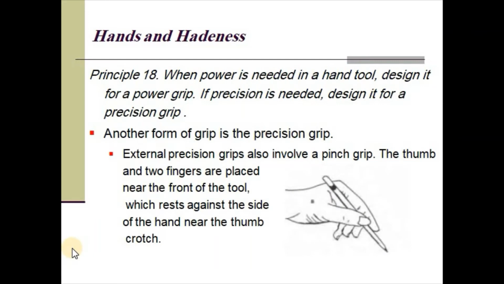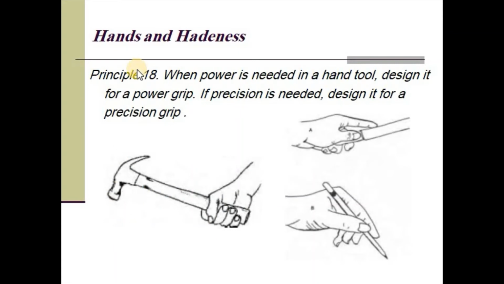The external precision also involves a pinch, but you can see that here, let's say whether it's a pencil or a tool for engraving, the tool is not entirely held in the hand. You can see that only the thumb and the two fingers are placed near the front of the tool, while the tool rests against the side of the hand. So it's not being fully held inside the hand. This is the difference between the internal and the external precision grip. So this is what's stated in Principle 18. If power is needed in a hand tool, then design it for a power grip, as for the hammers. If precision is needed, design it for a precision grip.